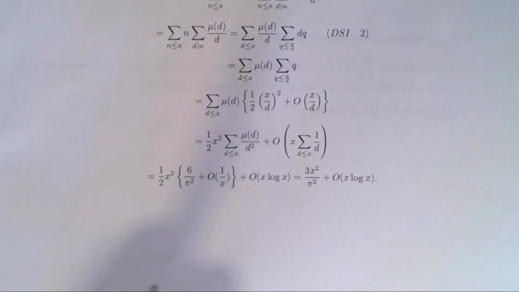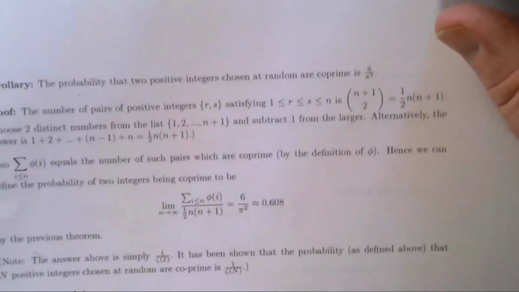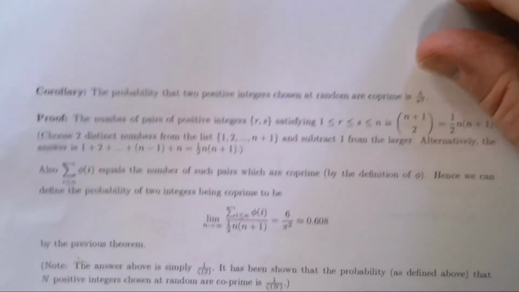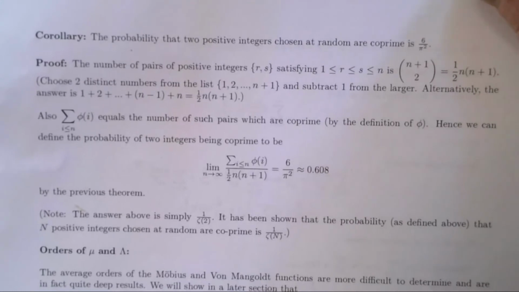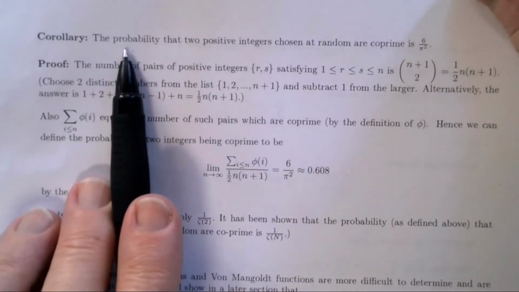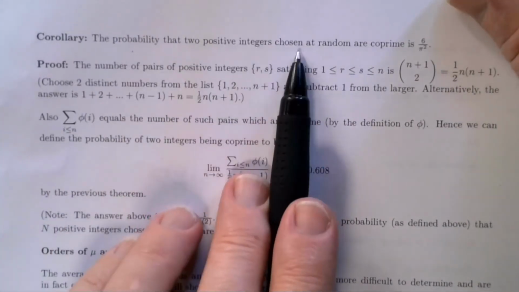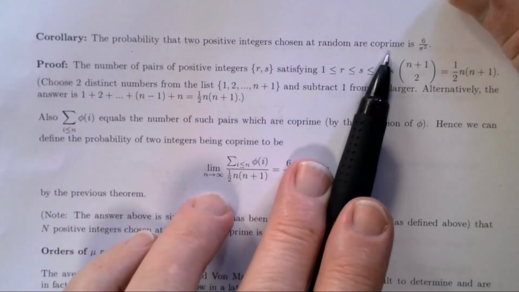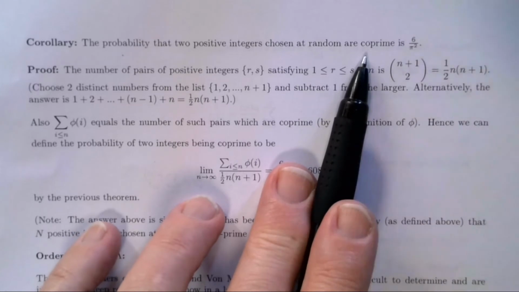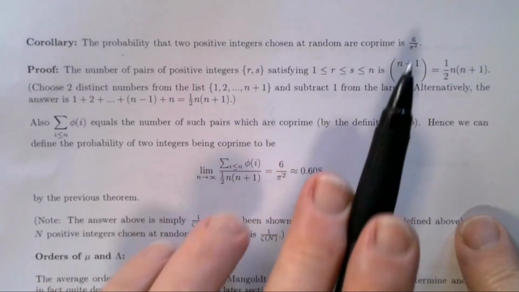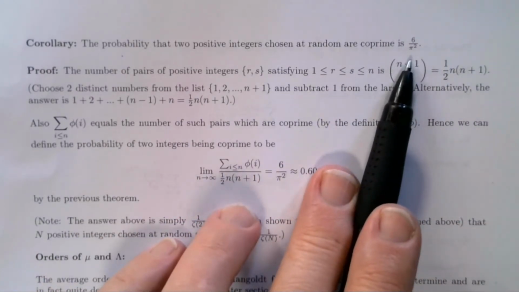Well, you can do this with other functions which you might like to experiment with and play with a bit. I thought I'd just finish with a little interesting corollary here, and it says that the probability that two positive integers chosen at random are co-prime, so if I just pick two integers at random, the chance that they've got no common factor is 6 over pi squared.